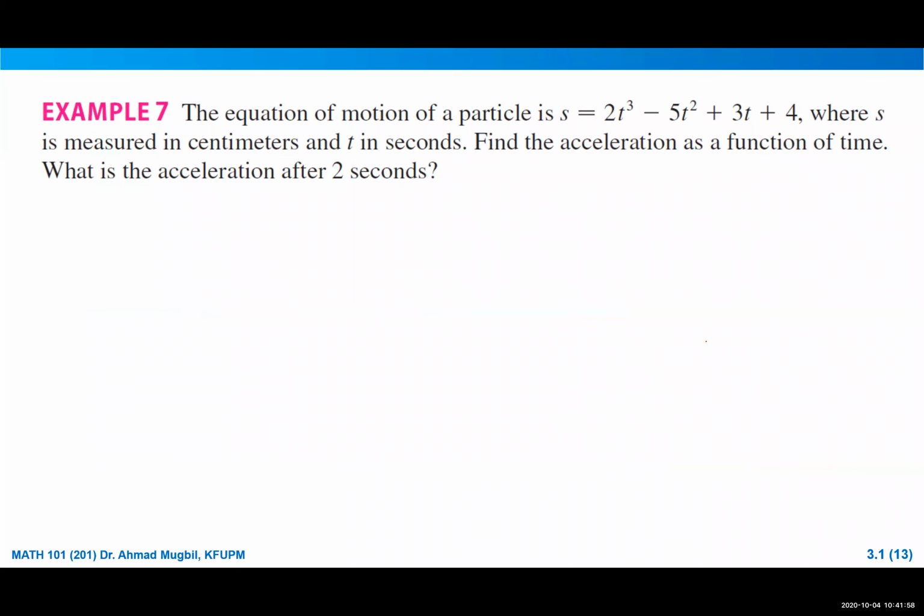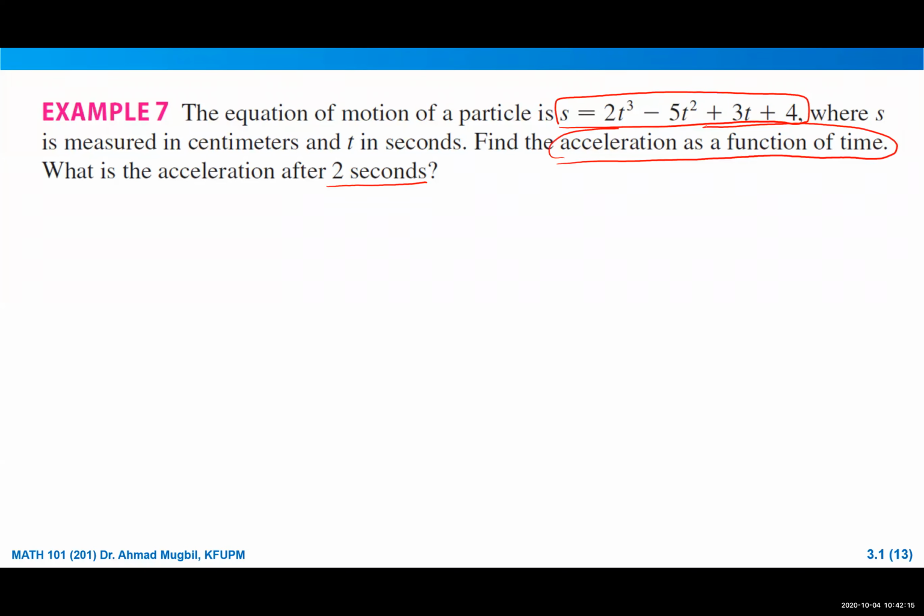Another example with some tricks, the equation of motion of this particle. So this is the position function. This is the position function. Find the acceleration as a function of time and find the acceleration after 2 seconds.